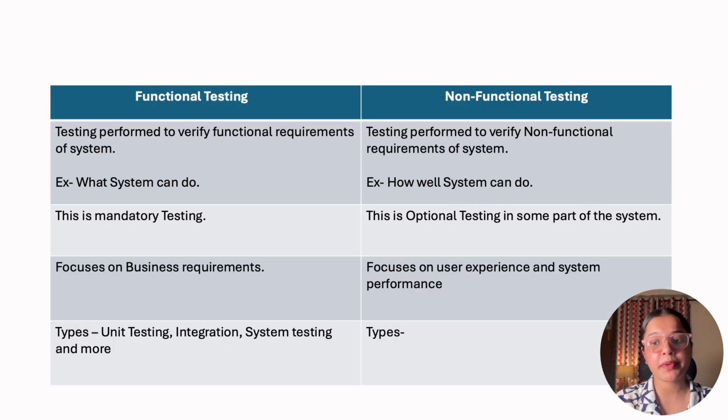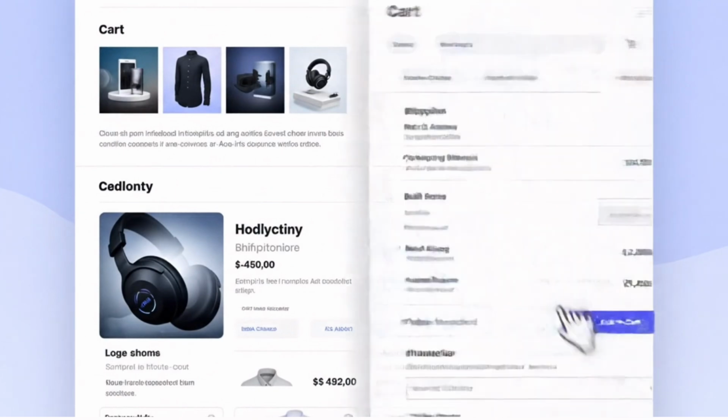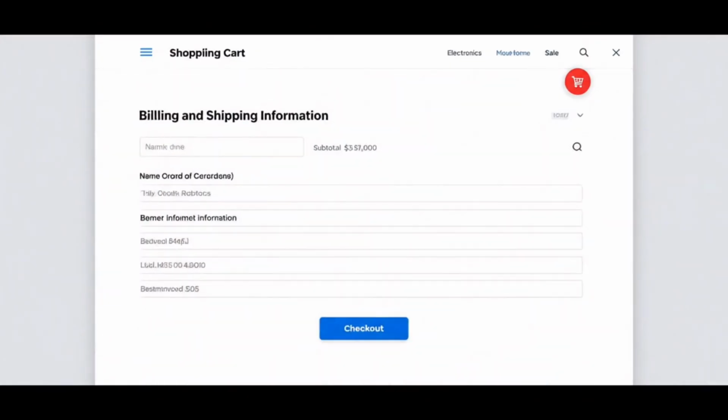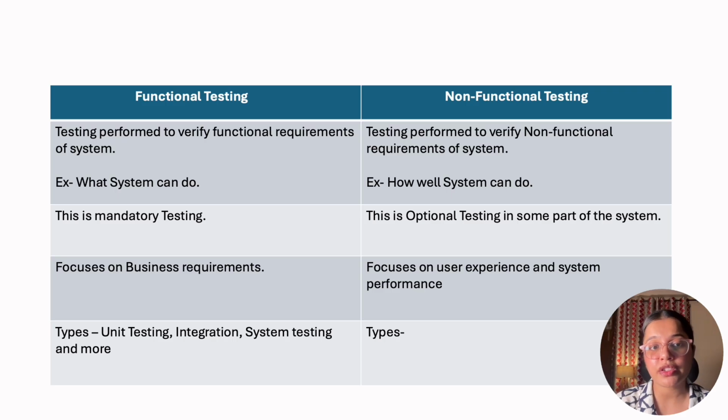So let's cover the difference between functional testing and non-functional testing. Under functional testing, testing is performed to verify the functional requirements of the system. That means what the system can do. We are verifying whether the functionality of the system is working fine or not. For example, on our e-commerce website, a user should be able to sign up to the website, then add a few products into the cart, and then do the payment, and then the order should get placed, right? So this is the very common functionality of an e-commerce website.